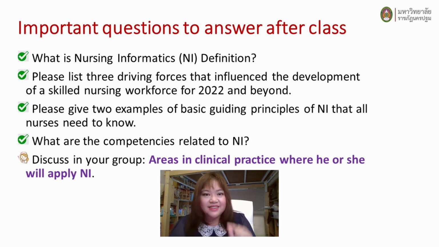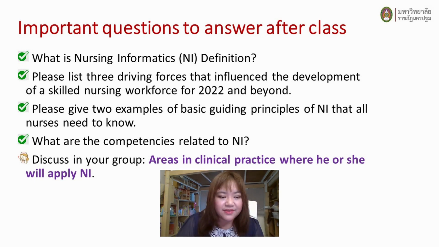And the last one is in your homework. One of your homework tasks is a mini discussion group. In your group that we already set up, discuss areas in clinical practice where you will apply NI, because it will be related to our next topic. Then write a report, only 1 page, type it and submit it to me in our LMS tool.